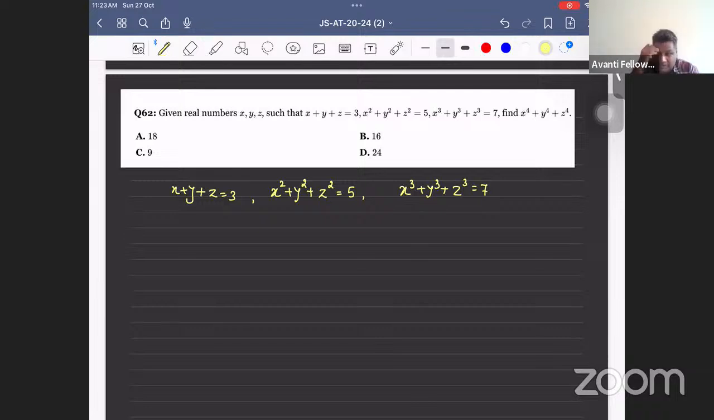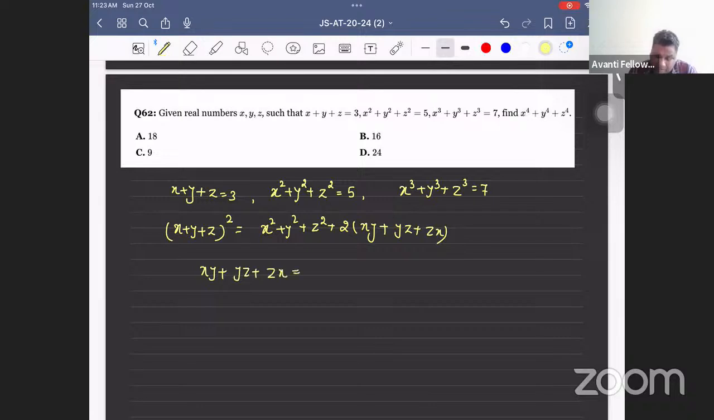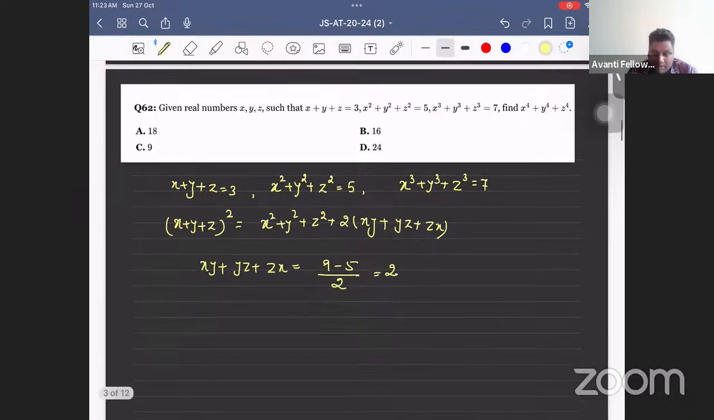Now x plus y plus z equals 3, x square plus y square plus z square equals 5. One relation I have is that (x plus y plus z) whole square is equal to x square plus y square plus z square plus twice of (xy plus yz plus zx). Correct? So this xy plus yz plus zx will be (9 minus 5) by 2, that is 2. So one piece of information is clear.